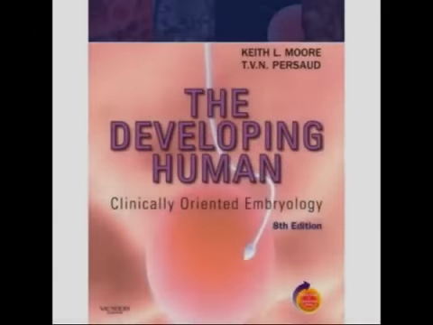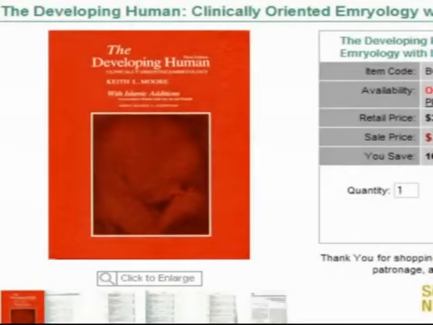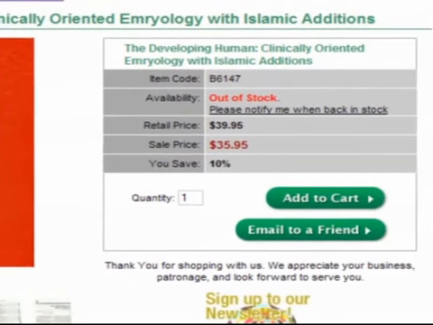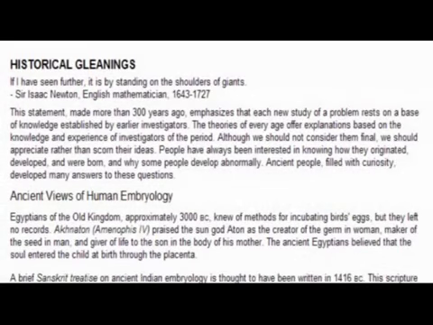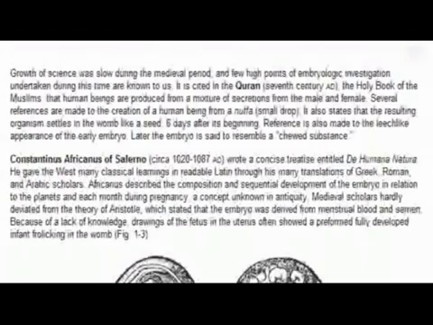What some Muslims are not aware of is that Professor Moore has two very different versions of his book, The Developing Human, for different markets. In the 8th edition from 2007 I have here, published by Saunders, there are no references to the Quran or any hadiths, except if I turn to the chapter called Historical Gleanings, where we can see he and Mr. Persaud refer to the Quran as medieval myth, along with Aristotle, Galen, and the Talmud.